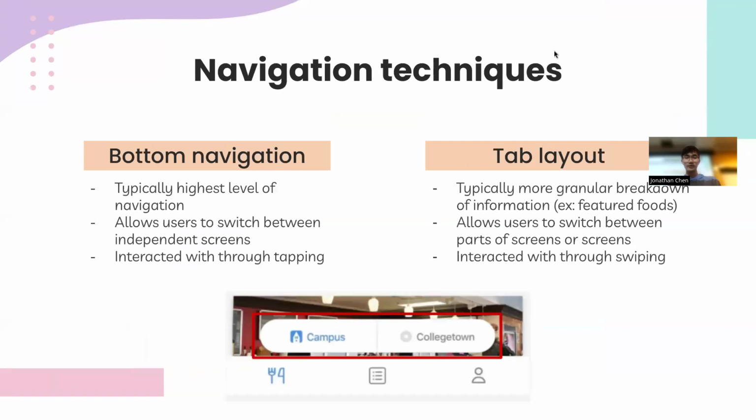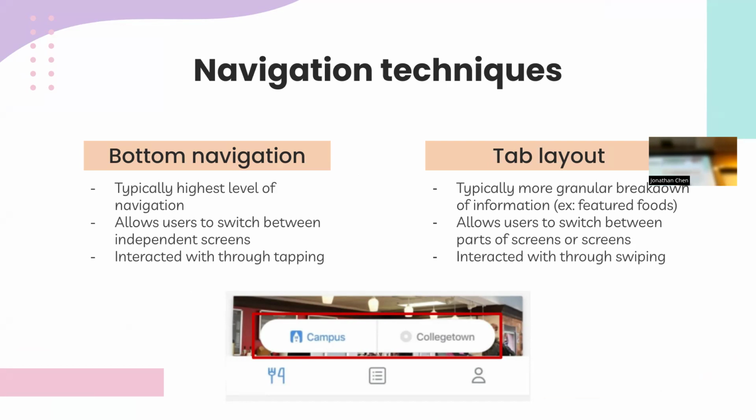And how they work is, the bottom navigation is typically the highest level of navigation. You can't really go any higher than the bottom navigation. If you click here, you're going to go to the profile screen and then any other screens related to the profile. If you go here, you're going to have the list of eateries and stuff like that. Whereas the tab layout, you can see it might even be integrated in a smaller screen.